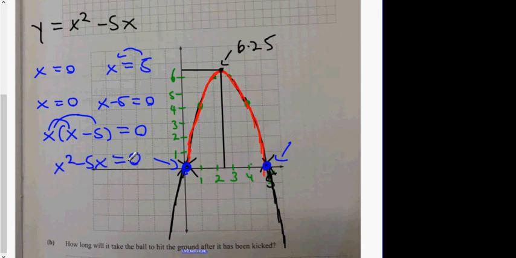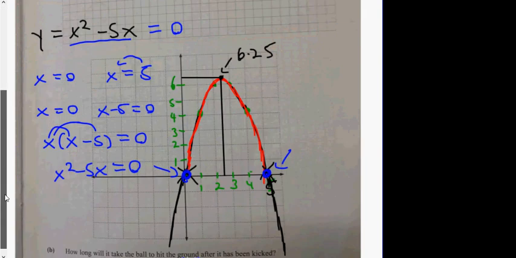Okay, let me explain this. When you have this function here, and you want to figure out where it crosses the x-axis, y has to equal 0, doesn't it? And when you solve this equation, you find out that your answers are 0 and 5. What's the first thing you do with this equation? You take out... Yes, Josh? Where did you get that equation from? It's in the question.